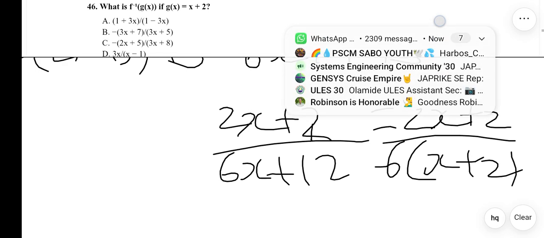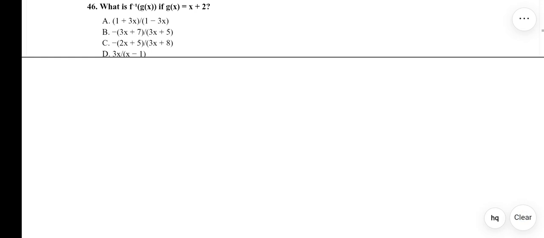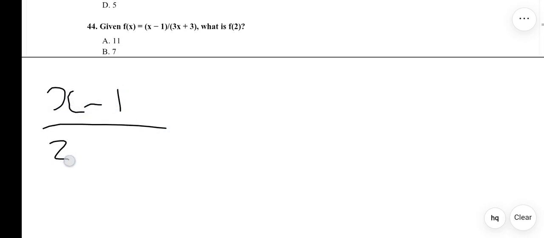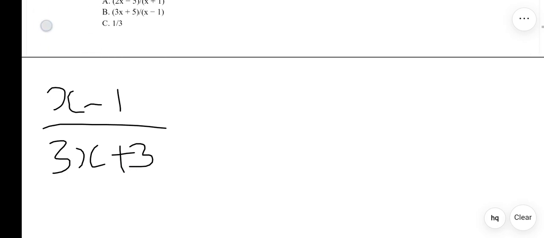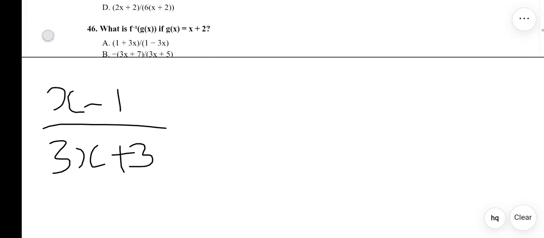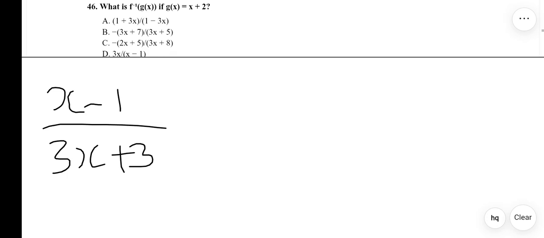So moving to question number 46, we have that we find the f inverse of g of x if g of x is x plus 2. So what is our f of x in the first place? Our f of x is x minus 1 all over 3x plus 3. So that is our f of x. Then we are now asked that if our g of x is x plus 2, we should find the f inverse of g of x.